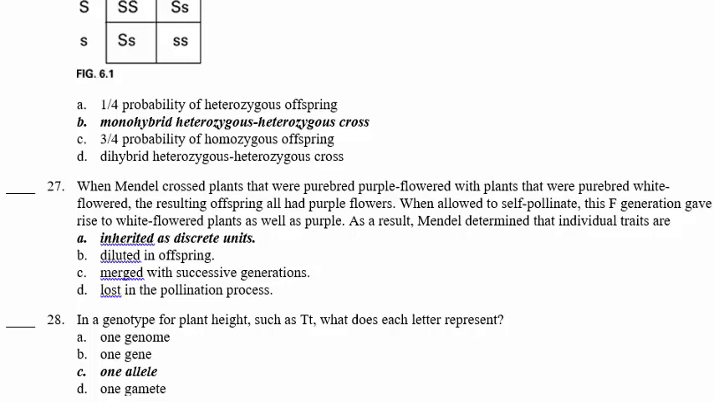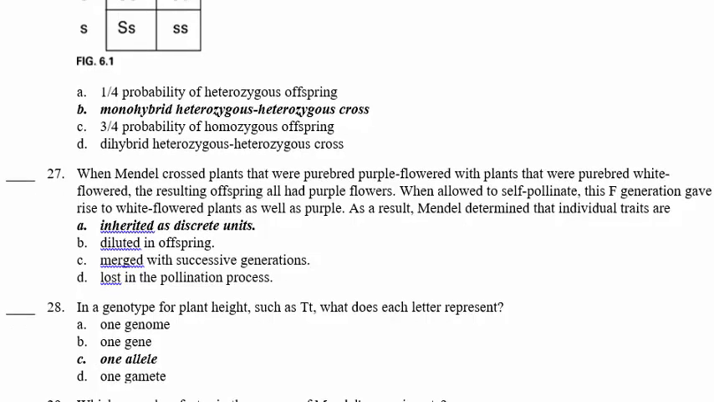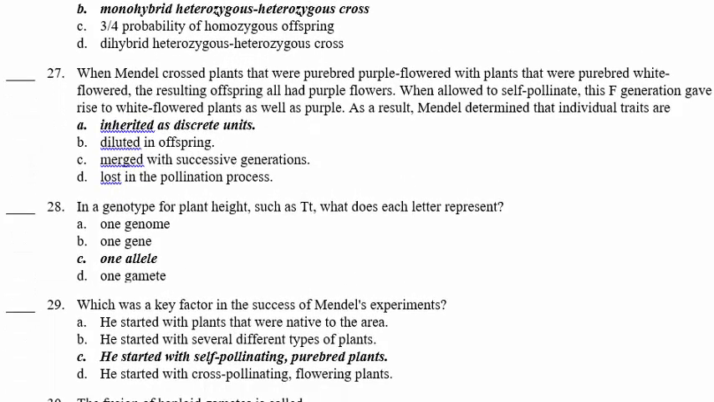And of course, when both are pure and they are crossed together, the first generation all carry the dominant gene. When allowed to self-pollinate, this generation will be mixed. Although they will all be purple, they will have both the dominant and the recessive genes. So when allowed to self-pollinate, this generation gave rise to white flowered plants as well as purple. As a result, Mendel determined that individual traits are inherited as discrete units, which means that each trait is inherited independent of the others.